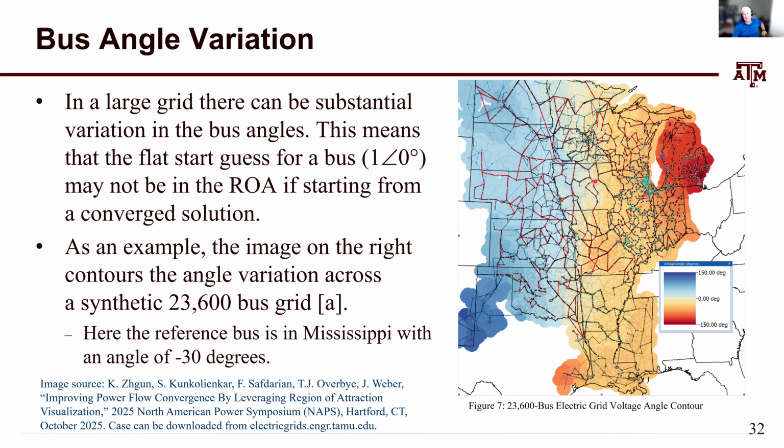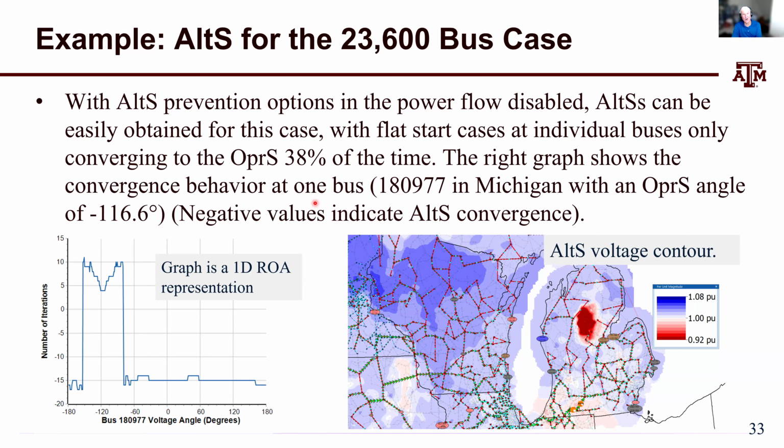So if you make an initial guess, like let's say you add a new bus to this system and you make a guess saying, well, I'm just going to set its angle to 0, chances are that initial guess is not going to be in the region of attraction for the desired, the operable solution. In this NAPS paper, we took that 23,000 bus case and we did initial guesses at all 23,000 buses in the case and looked to see which ones converged to the operable solution. Turned out that only about 37 or 38% of the initial guesses converged to the desired solution. Almost all the other ones converged to an alternative solution.